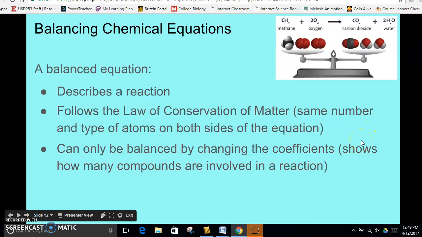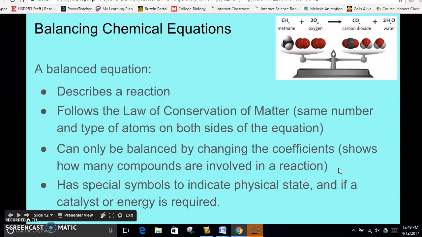It can only be balanced by changing the coefficients. It shows how many compounds are involved in a reaction. I am not going to change the actual formulas for the compounds. So CO2 will stay CO2, water will stay H2O, oxygen will stay O2, methane will stay CH4. I'm not going to change the formulas. I just add coefficients in front to balance them.